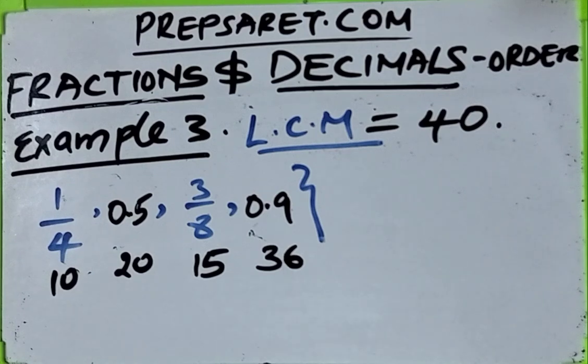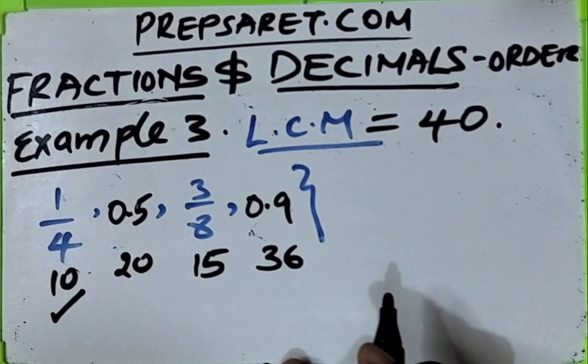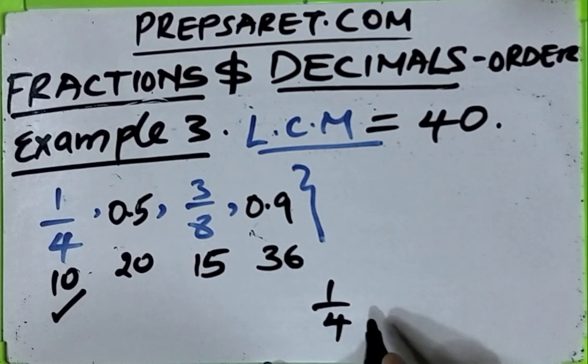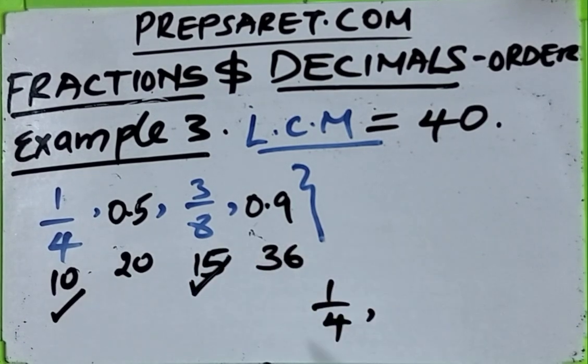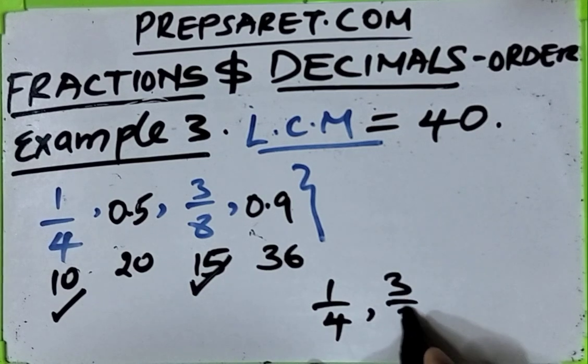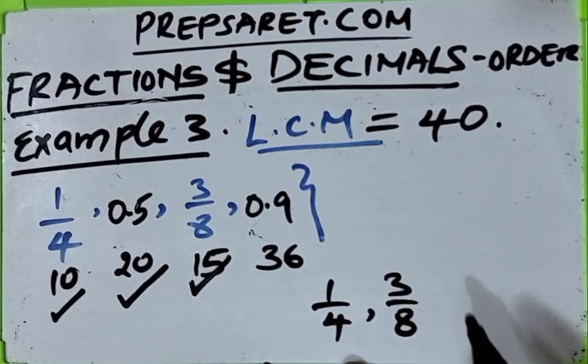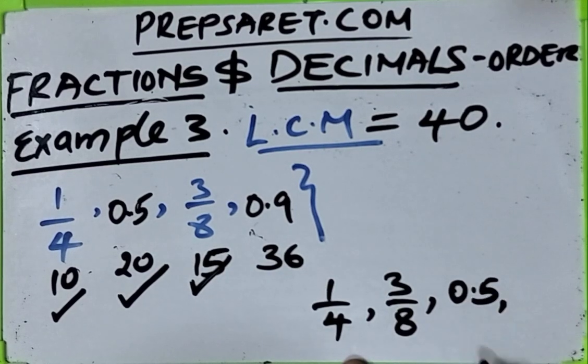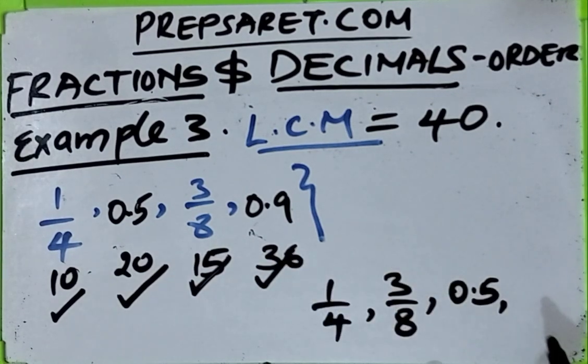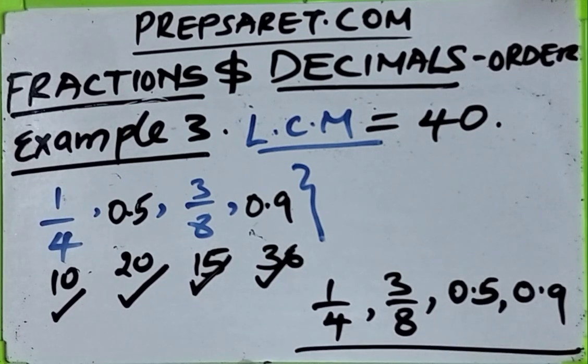Now it was about arranging in ascending order. So we start from the smallest. The smallest is 10. The corresponding value for the smallest is 1 over 4. Followed by 15, which is 3 over 8. And next from 15 we go to 20, which is 0.5. And finally 36, which is 0.9. Perfectly well. The same answer we got in this second method is the answer we got in the first method.